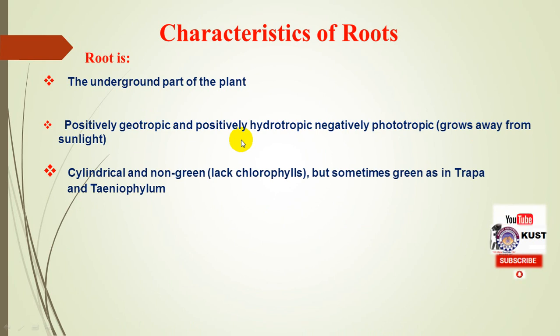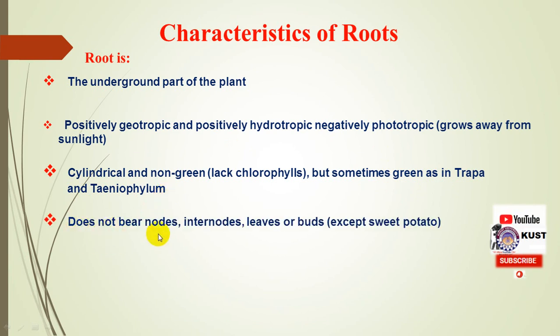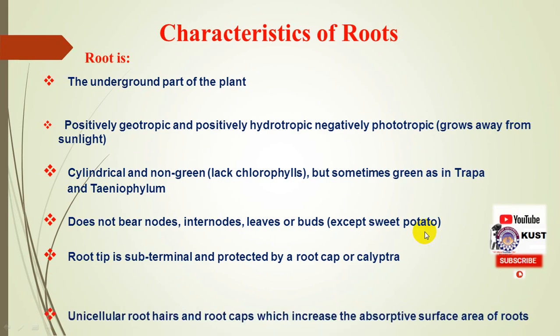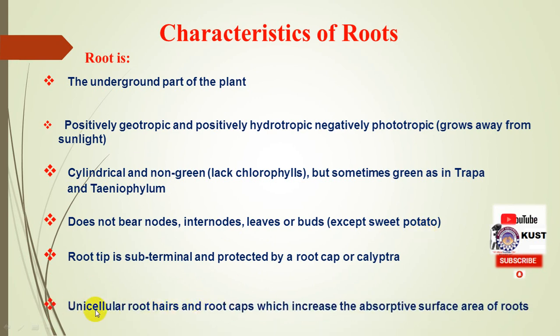But there are some plants having roots green in color, such as Trapa and Taeniophyllum. These are small hydrophytes. Their roots have chlorophyll content, that's why they are green in color. Root does not bear nodes, internodes, leaves or buds. Example is sweet potato. The root tip is in subterminal position and it is protected by a root cap that is called calyptra. Calyptra, along with the root hairs, which are unicellular, increase the absorptive surface of the roots for nutrition and water.